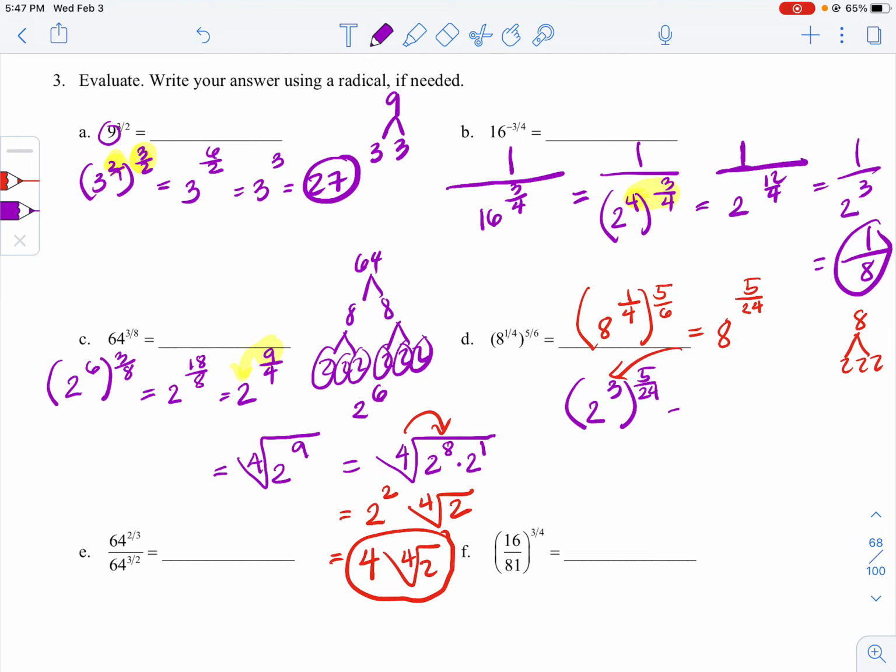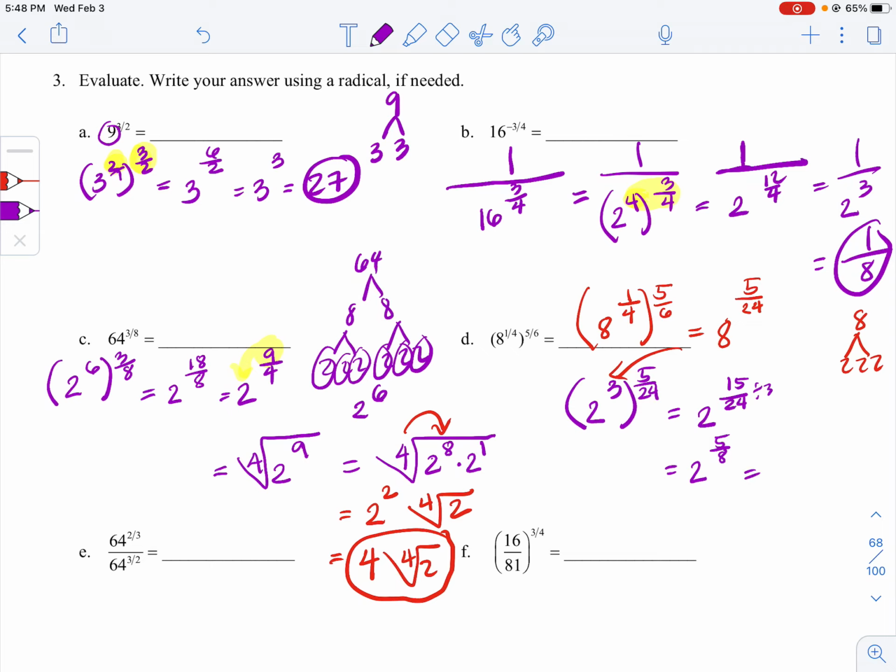closed, 5/24. So you can multiply again. That is power of a power. I can multiply 3 and 5. That is 15 over 24. Can I simplify 15 over 24? It looks like I can divide both by 3, right? So that is 5 over 8. Because 15 divided by 3 is 5. 24 divided by 3 is 8.